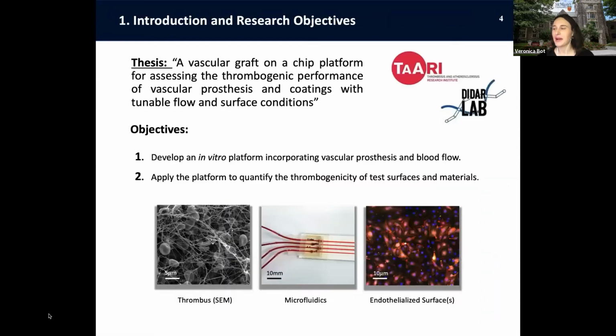So a bit about my work. My thesis was developed in Dr. Tauhid Didar's lab for biologically inspired engineering. And this was in collaboration with Dr. Jeffrey Weitz at the Thrombosis and Atherosclerosis Research Institute.